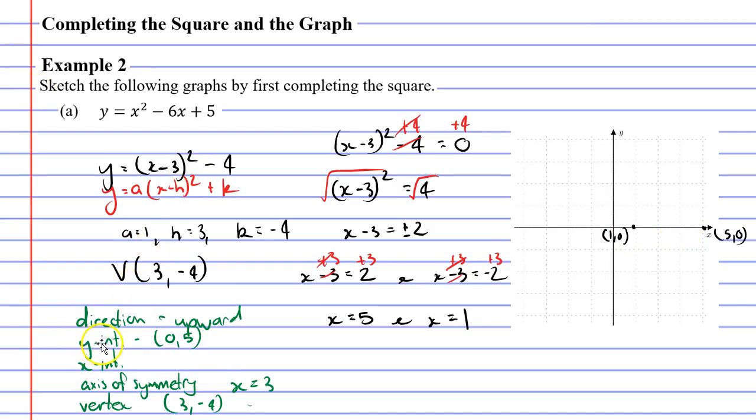Next, I'm going to label my y-intercept (0, 5). I'll label it here, (0, 5). We also need our axis of symmetry, which is the equation x equals 3. We know that the axis of symmetry will occur halfway between the two x-intercepts. So here's my axis of symmetry.